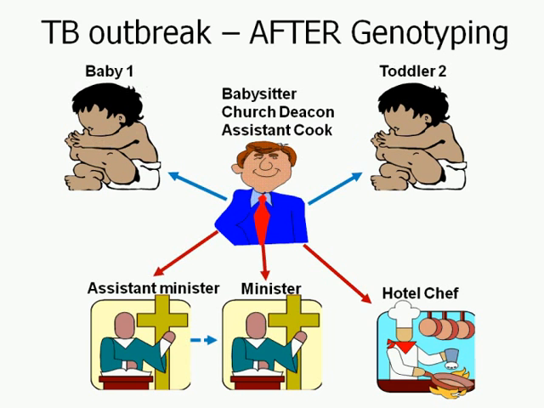Next slide. So this slide shows the combination of people in this small outbreak that we had that was caused by a highly infectious source case. The blue arrows identify the transmission that occurred and was identified through contact investigation. But the red arrows were all demonstrating transmission from the babysitter, also church deacon and assistant cook, to ministers in his church and also a hotel chef where he worked. So we now have three settings, the babysitting setting, the church, and a hotel kitchen. And two of those settings were only identified after genotyping occurred.